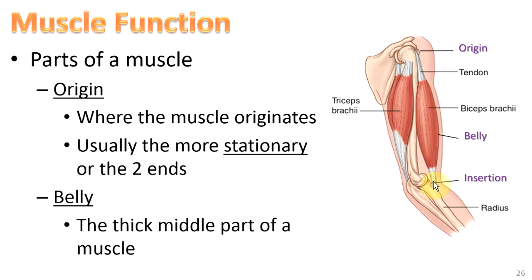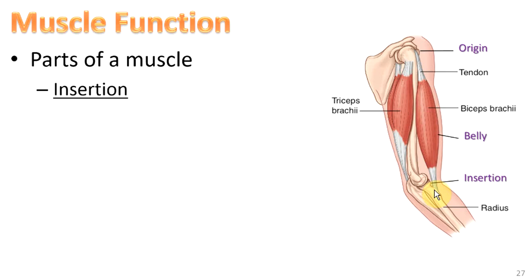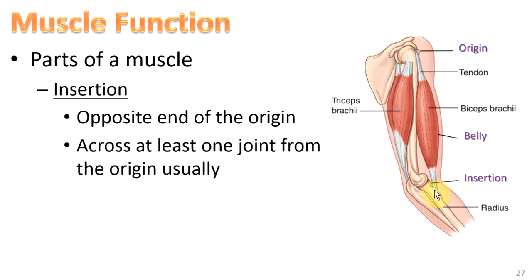But that brings us over here to this end, which, as you can see labeled there, is called the insertion. So the insertion is the opposite end of the origin. It's going to cross at least one joint, usually. There are exceptions, such as facial muscles, like the orbicularis oris, which is around your mouth, and things like that. But mostly it is going to cross at least one joint. Now you can see this actually crosses two joints. It doesn't show it very well, but it does. Both heads cross two joints. But anyway, it's the insertion.